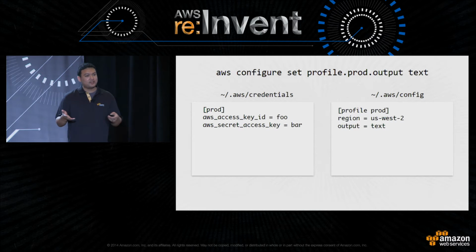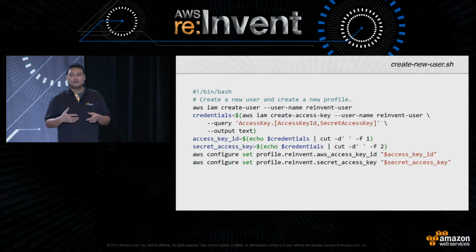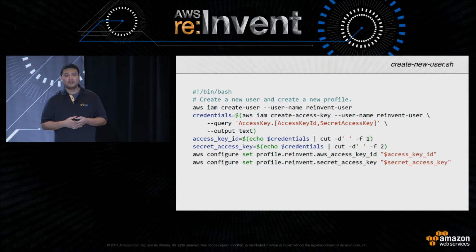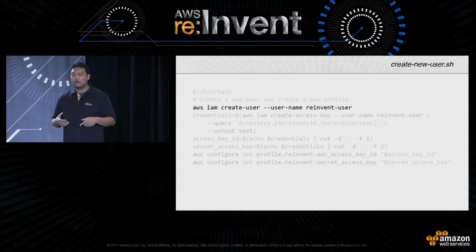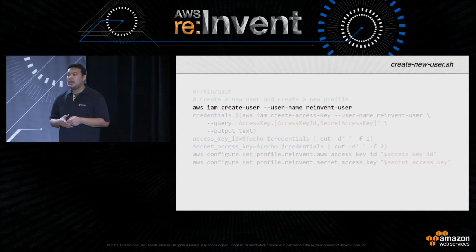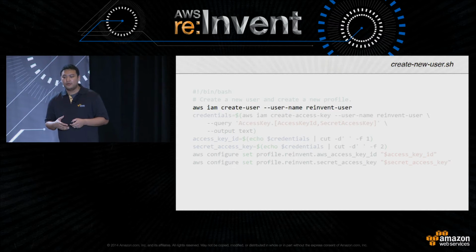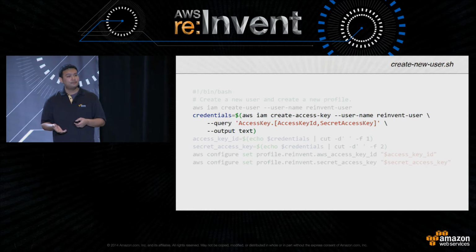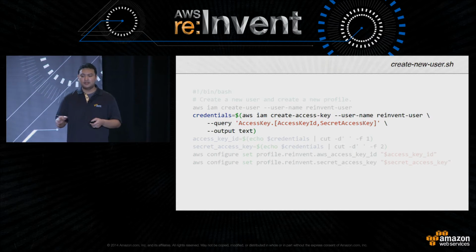So if we bring this all together in an example, we might look at something where we want to create an IAM user, create credentials, and then have it configured with a new profile so we can use it in the AWS CLI. And so walking through this code, what happens here is we're going to first create a user, and then once we create that user, we're going to create credentials for it. By default, there are no credentials associated with the user. And we're going to look at this query thing in a little bit.